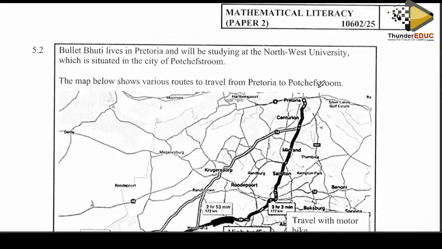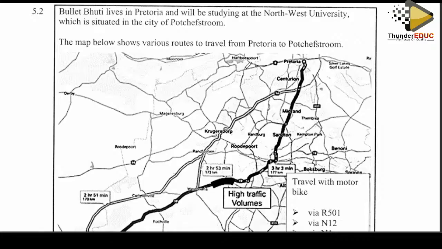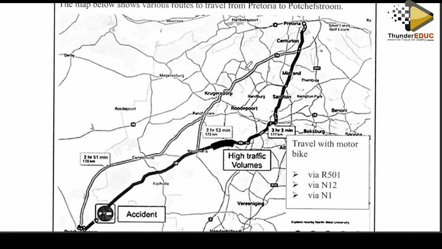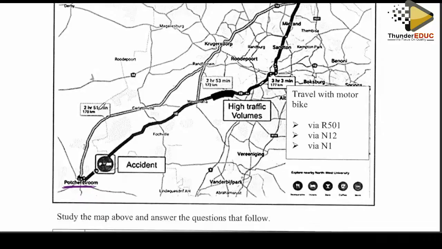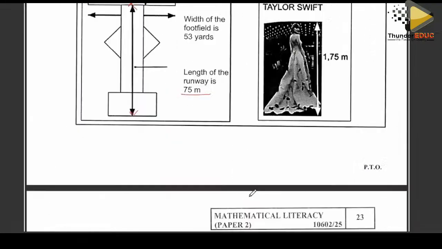Miss Buti lives in Pretoria and will be studying at Northwest University, which is situated in the city of Potchefstroom. The map below shows various routes to travel from Pretoria to Potchefstroom. I think this Pretoria is right here, and this is where the university is situated, the Northwest University. So we are using this dark line. Okay, let's continue.